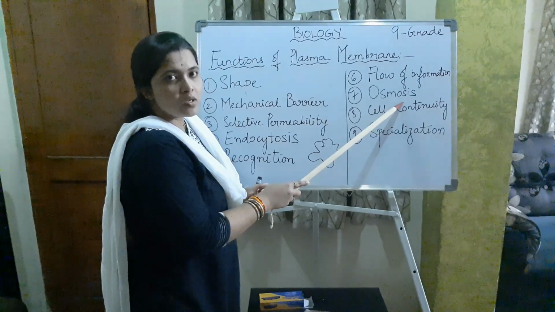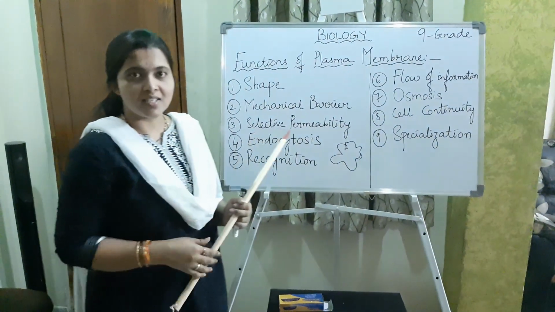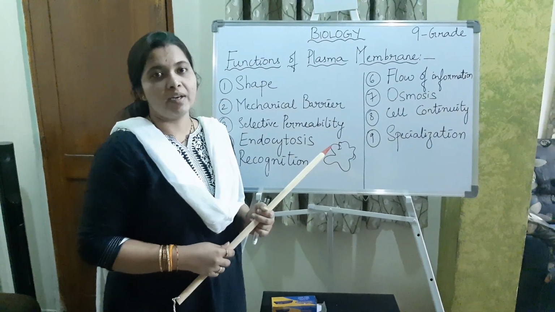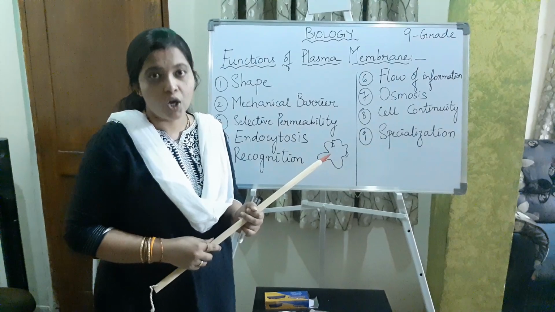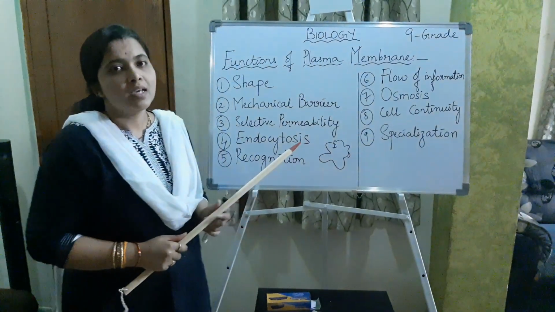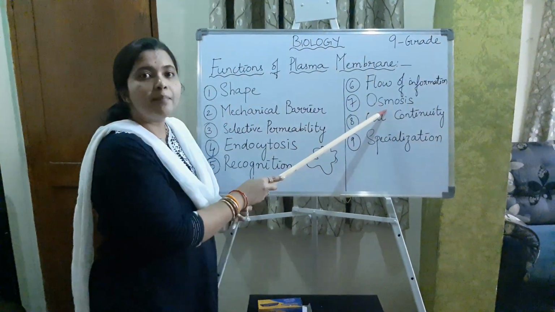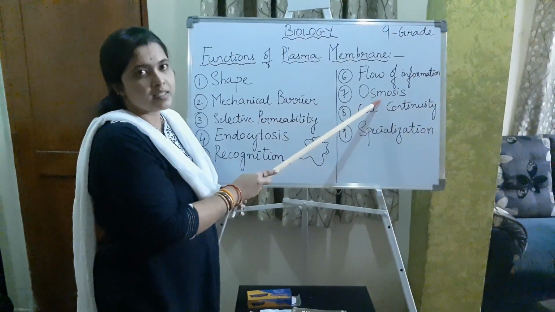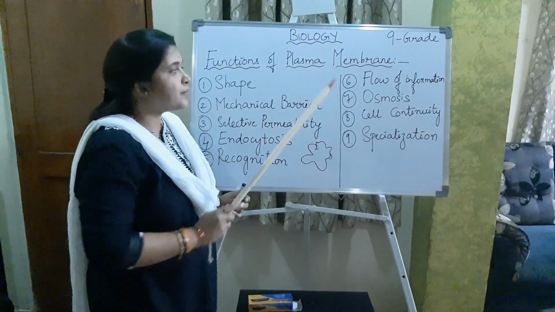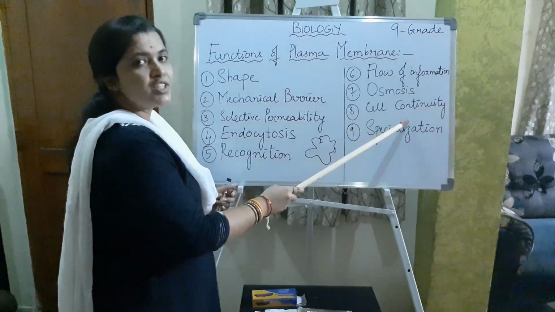What do you mean by osmosis? Movement of molecules or substances of solvents from less concentration to the high concentration through plasma membrane is known as osmosis. So why is osmosis done in plasma membrane? Because it has some tiny water channels. So tiny water channels are present in the plasma membrane. Next one is cell continuity.